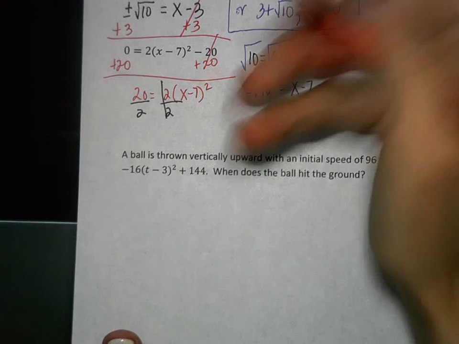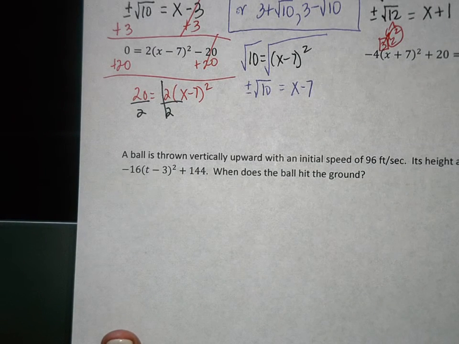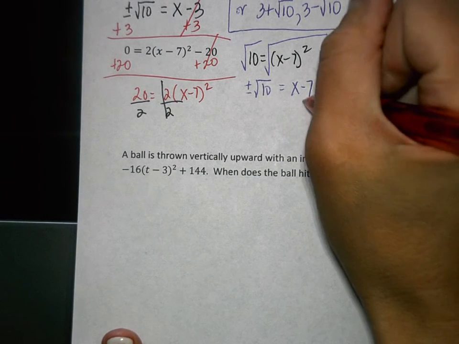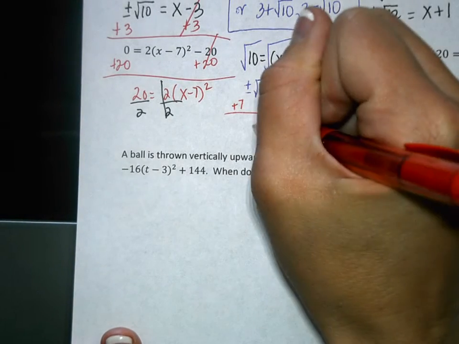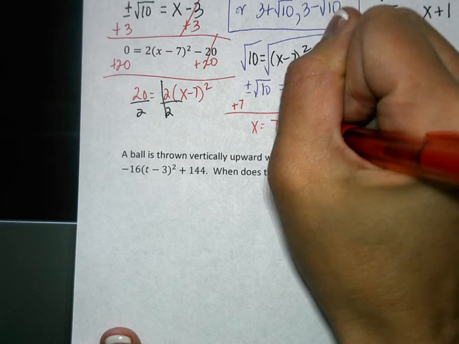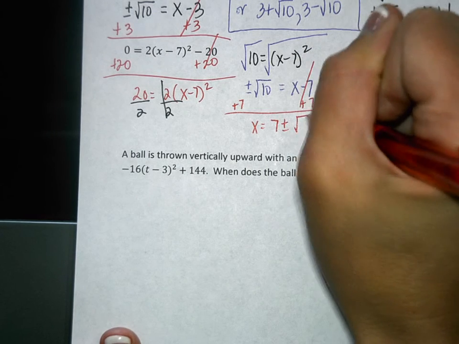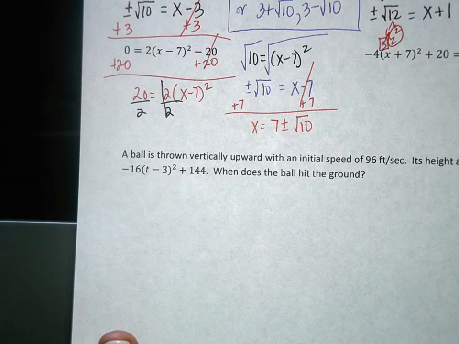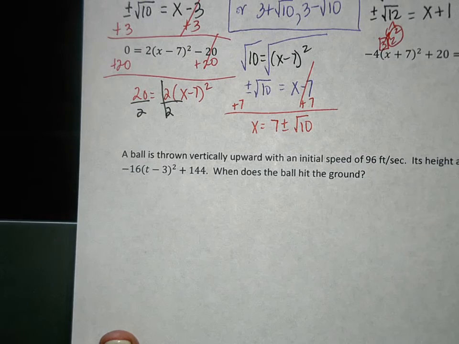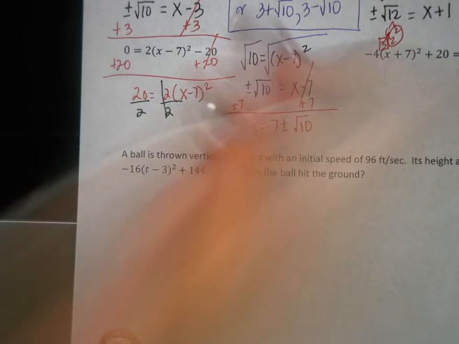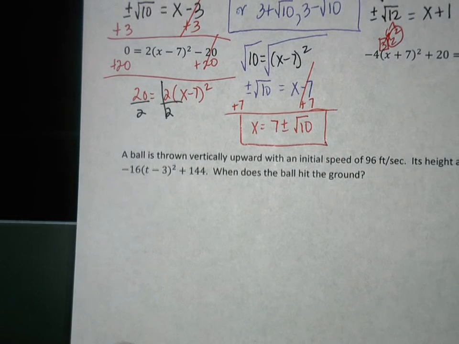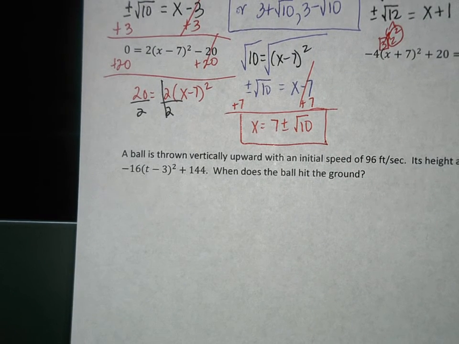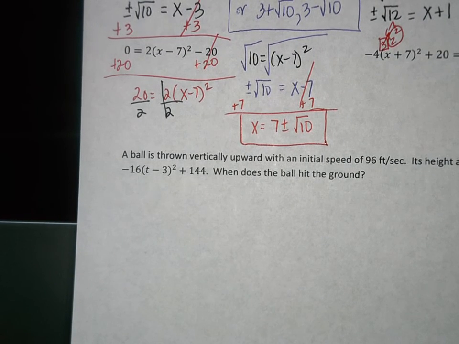Next, I will do what? Add 7. So, we end up getting x equals 7 plus or minus root 10. Okay, we always do the plus and minus part at the end, and the number that doesn't have the plus or minus at the beginning. Okay, let's have you try the next example on your own.